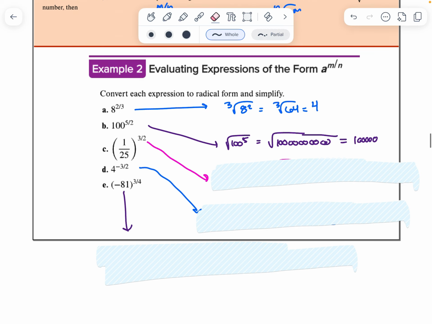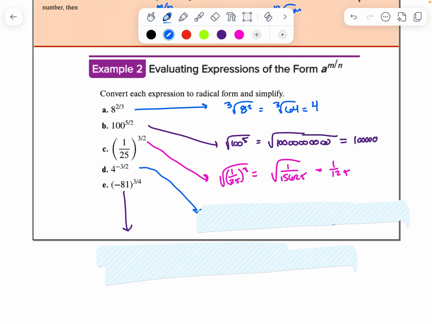1 over 25 to the 3 over 2. You know 2 is going to be the index of your root, so it's a regular square root of 1/25 to the third power. 4 to the negative 3/2. That's the same thing as the square root of 4 to the negative 3. 4 to the negative 3 is 1 over 4 to the 3, and 4 to the 3 is 64. And the square root of 1 over 64 is 1 over 8.